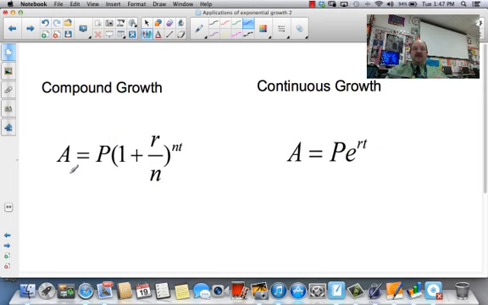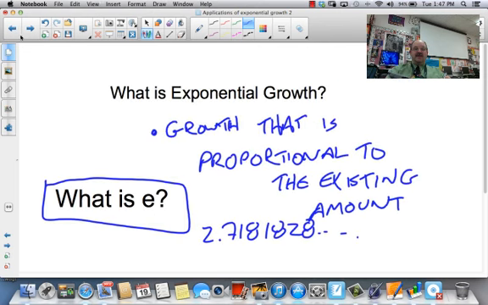So there's compound growth versus continuous growth. Compound growth is this way. Continuous growth, we use e. So this is just doing some comparison stuff. Maybe I'll go back here.